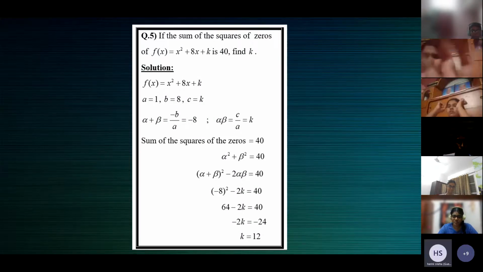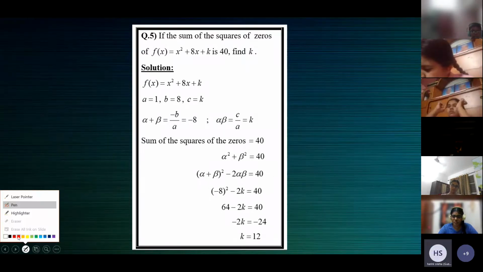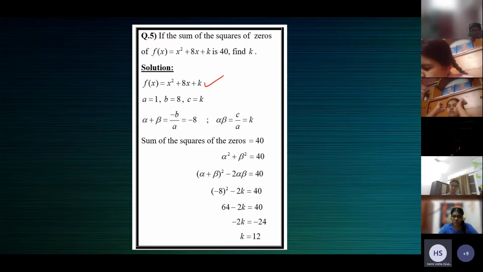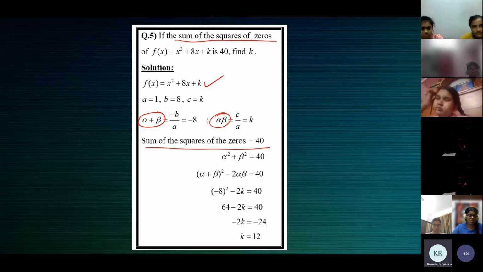So the procedure is this. When you see the quadratic polynomial, or when you're given a quadratic polynomial, immediately write down the values of alpha plus beta and alpha beta. That's the first step. Then go back to the question. There's something given in words. Convert that to an equation using symbols like this.